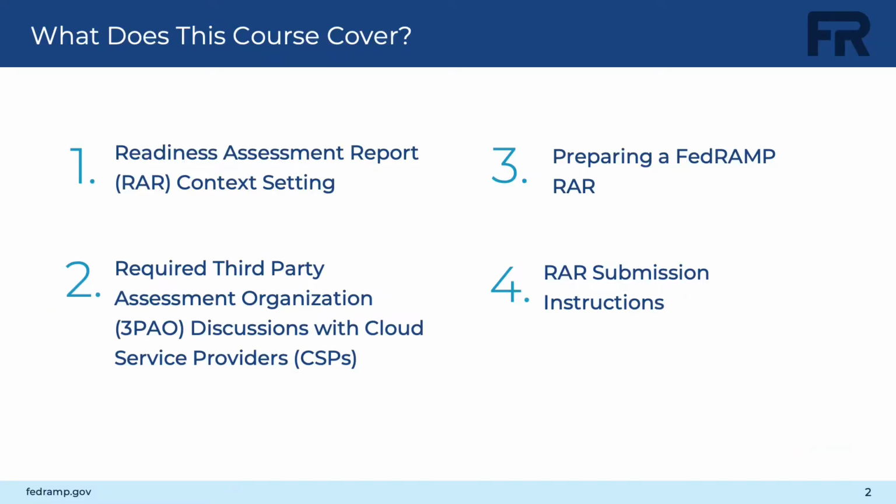This course is divided into 4 main sections in order to familiarize FedRAMP stakeholders with the information necessary to complete a successful Readiness Assessment Report, or RAR. These sections cover the following: context setting for the Readiness Assessment Report, third-party assessment organizations, or 3PAO, required discussions with the cloud service providers, also known as CSPs, preparing a FedRAMP Readiness Assessment Review Report, and Readiness Assessment Review Submission Instructions.